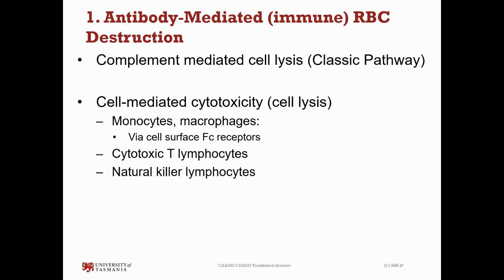So the DAT is positive when there are IgG antibodies on the red cells. We don't tend to get IgM antibodies hanging around on red cells in vivo, Jordan. So the IgM tends to be able to activate complement and cause the lysis of the red cells in vivo. So that's where we get our intravascular lysis.